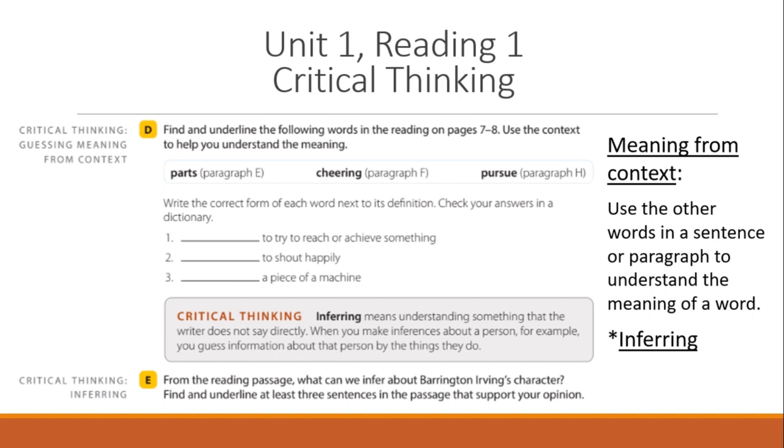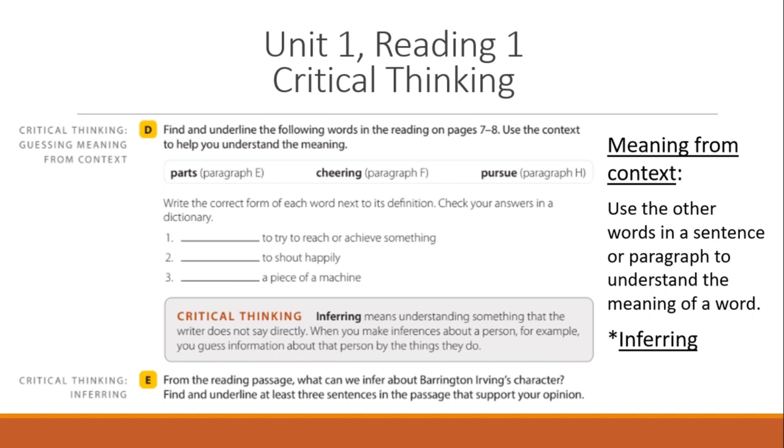So you're looking at a word that you maybe don't know. You just need to look at the sentence around that word, the paragraph around that word, to give you clues as to what that word means. So here are 3 words from the reading. We have the words parts, cheering, and pursue. You would find these words in the paragraphs indicated there. Parts is in paragraph E, cheering is in paragraph F, and pursue is in paragraph H. You find the word, and then you would write the correct form of each word next to its definition.